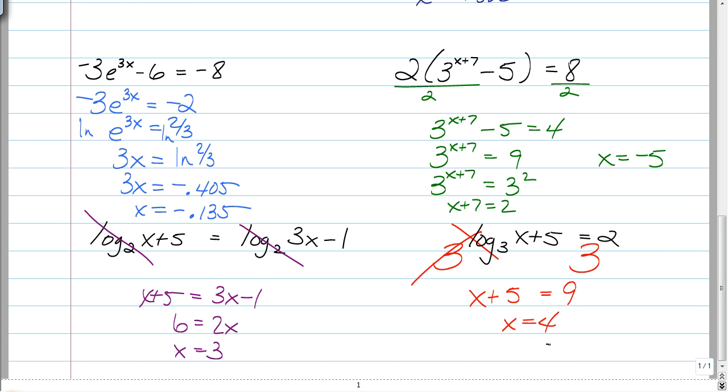All right, that's it. That's your first of 2 videos on solving using logs and powers, natural logs and e's, and all sorts of fun stuff like that.